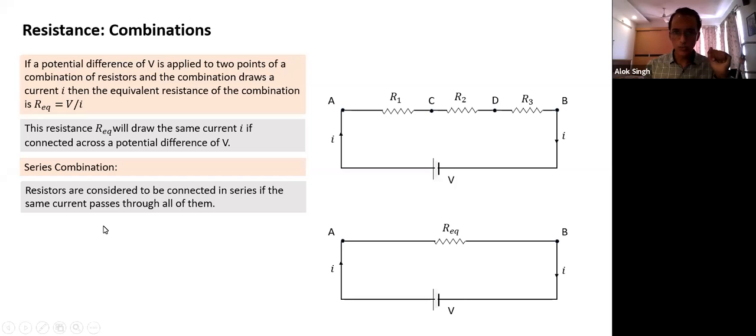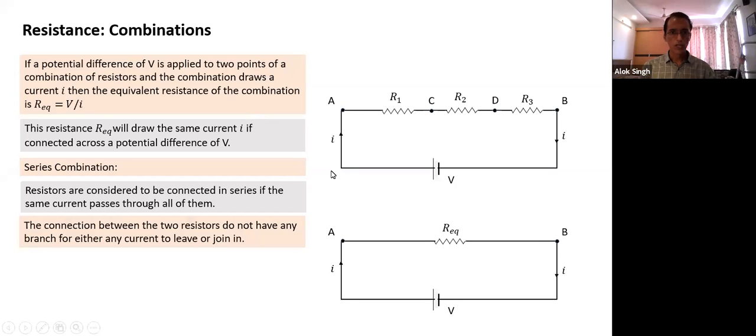Resistors are considered to be connected in series if the same current passes through all of them. There the charge was the same, here the current is the same. So how would the same current pass through? Here we see R1, R2, R3. When we look at this, intuitively we feel that they are connected in series. But what is the proof that they are in series? Whatever current passes through R1 must pass through R2. So how will the current be the same?